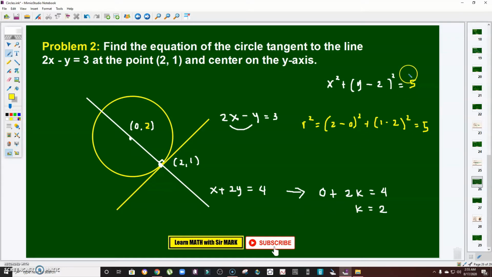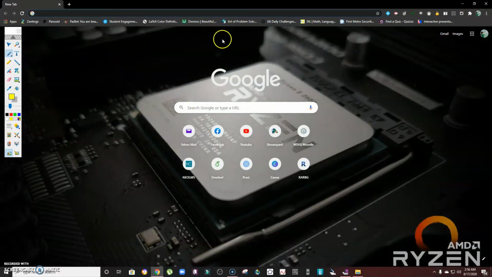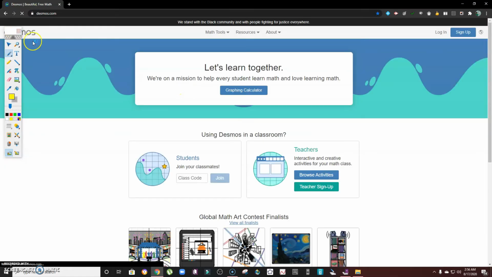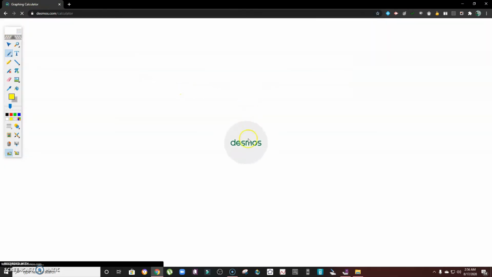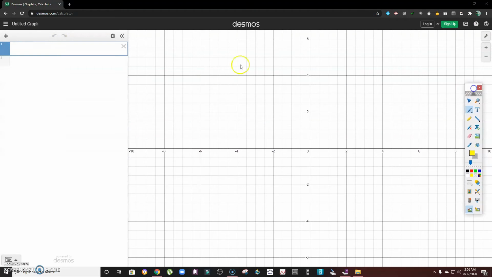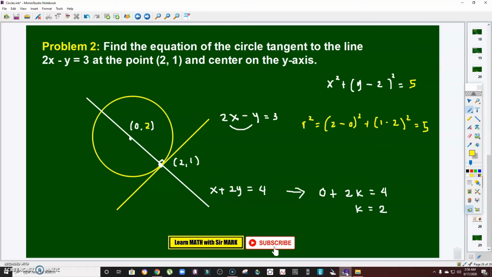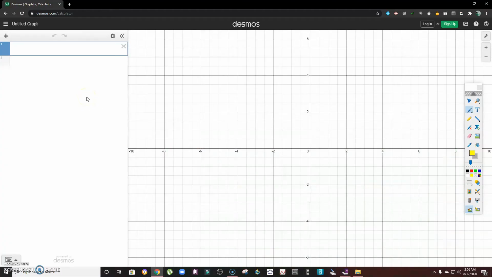So actually, we can check it if you want. Let's show what the illustration really looks like using a free software which is Desmos. All you have to do is type Desmos, but I already saved it on my bookmark. Okay, so here it is. I'm going to enter the tangent line, which is 2x minus y equals 3.